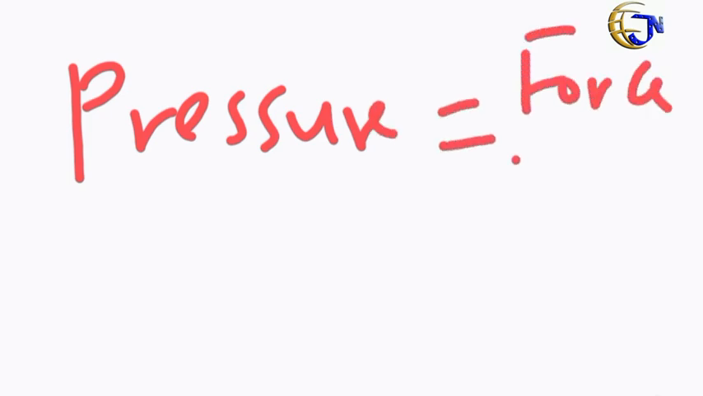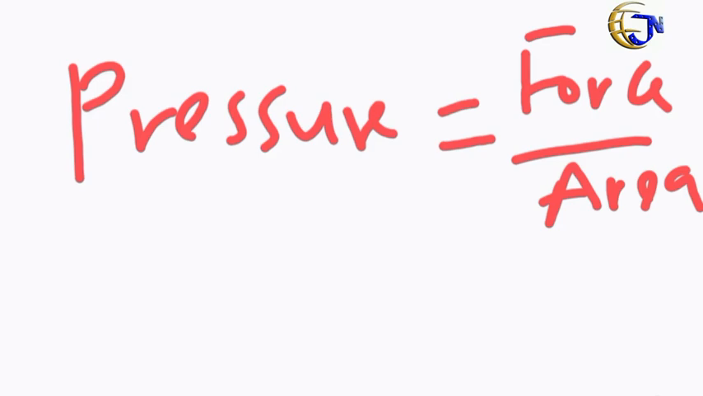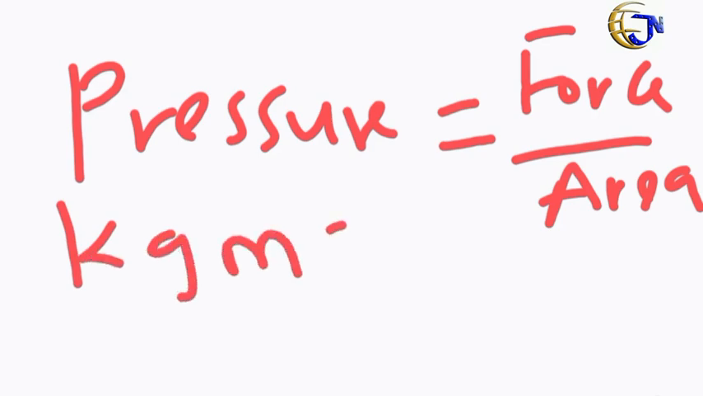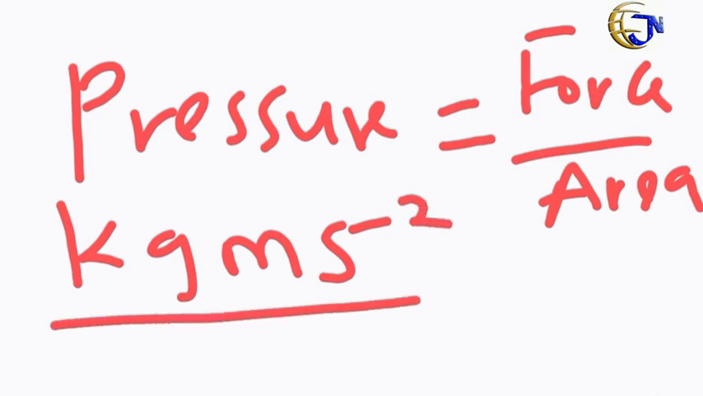For pressure, okay, what's the formula for pressure? Pressure is force acting per unit area. Remember, the first thing to know is the formula. Now, what's the unit of force? Remember, force is kilogram meter per second square. Now, area is meter square. Once you know the formula and you know the unit, dimension will be very easy.